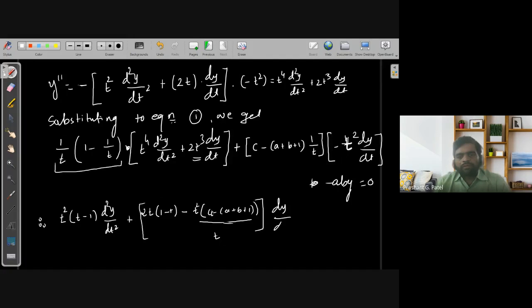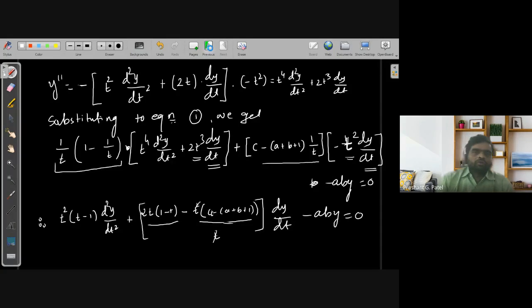dy by dt. So there are two terms of dy by dt. The first term is there when this t cube is multiplied to this quantity, but that will simplify as this. And when this t square is multiplied to this quantity, and if I take the LCM, that is ct minus a plus b plus 1 into t square. Now we can see that this t cancels out, and 1 t you can take out from this bracket, and this minus aby is as it is. So that will include all the terms.